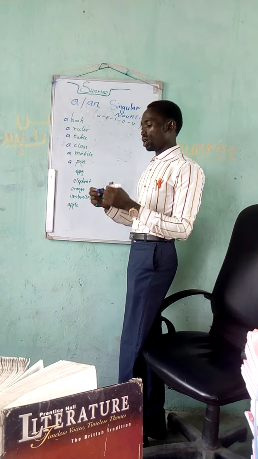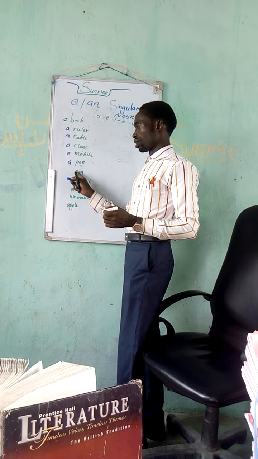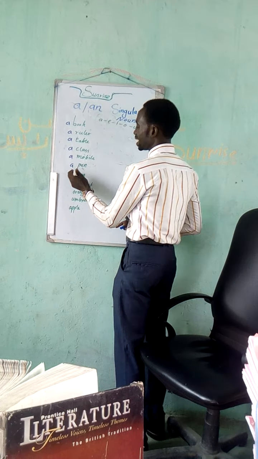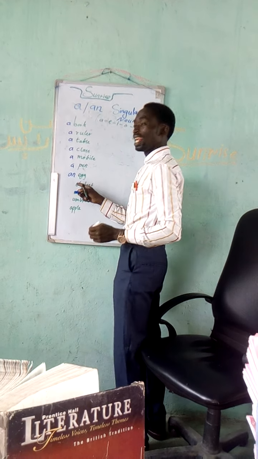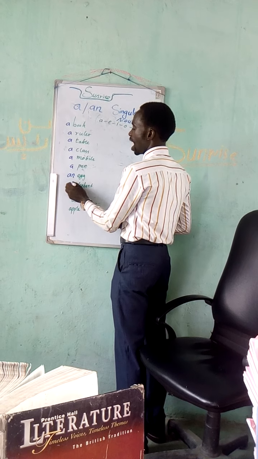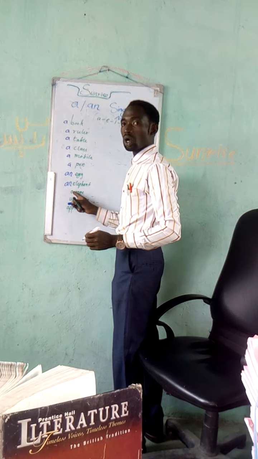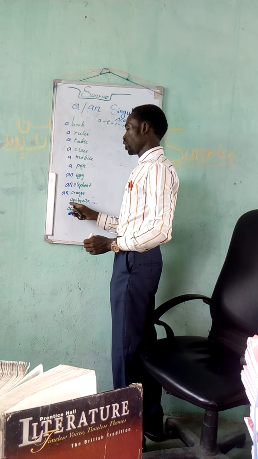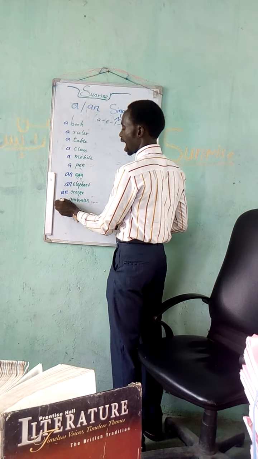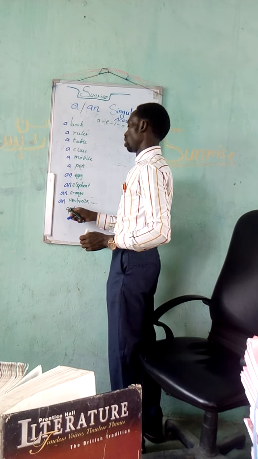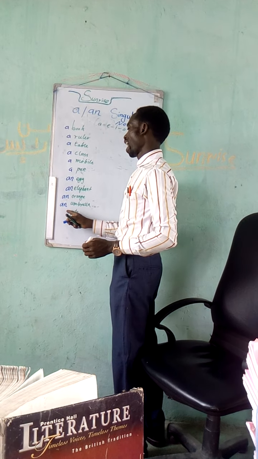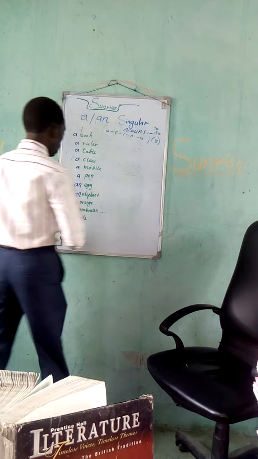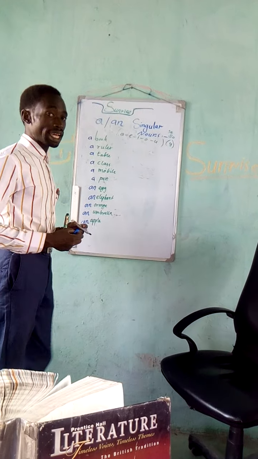And egg here, E is vowel, so you say an egg. An elephant. Orange, O is vowel, you say an orange. Umbrella, U is vowel, so you say an umbrella. Apple, A is vowel, so you say an apple. Yes, so this is not very complicated.